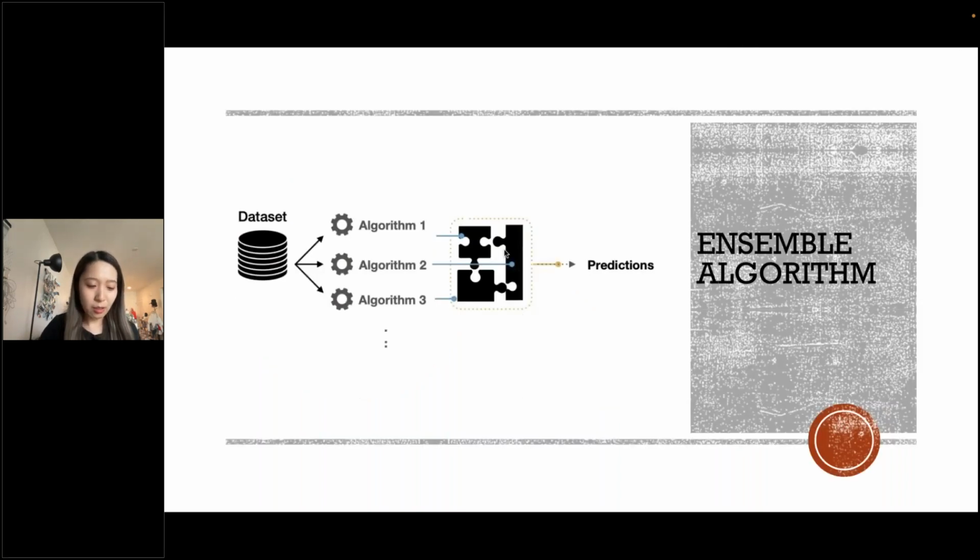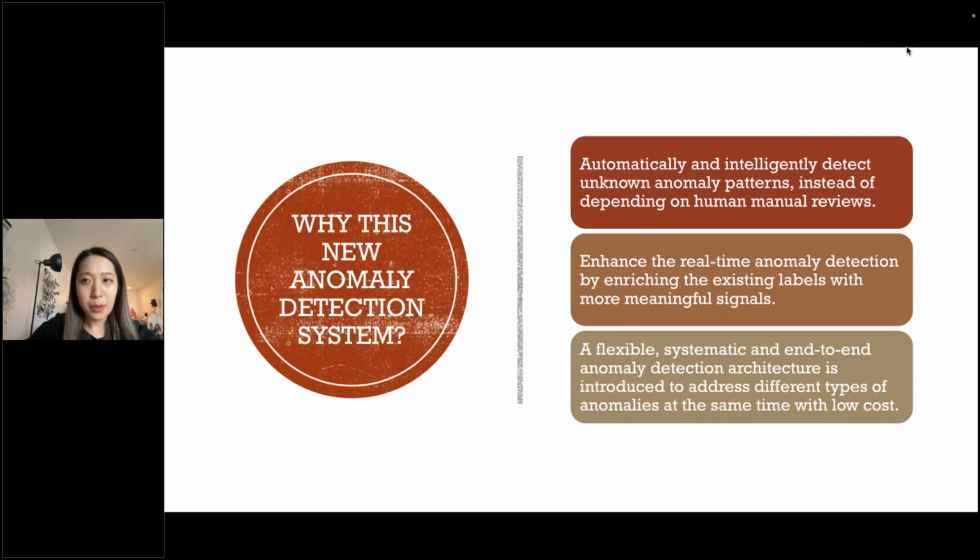So the idea that comes to us is to apply an ensemble idea, making use of several different anomaly detection algorithms at the same time and coming up with a prediction based on the different algorithms. Then we propose a systematic, flexible, and end-to-end anomaly detection architecture to augment the existing labels and detect anomalies.